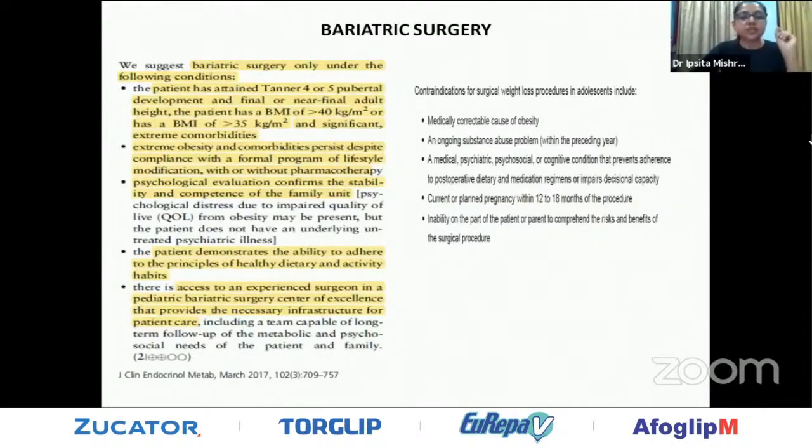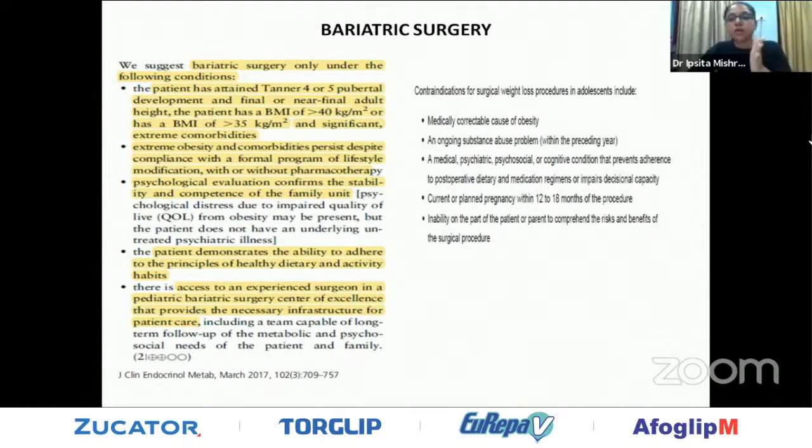Now, we use this in the extreme categories of obesity, where the BMI is more than 40 kg per meter square, or the BMI is more than 35 kg per meter square with extreme comorbidities. The child must have attained at least stage 4 or 5 pubertal development with almost a near normal adult height, and we have failed with intensive lifestyle modification with or without pharmacotherapy. Psychological evaluation of these children must be competent, and they must have the ability to adhere to the principles of healthy dietary and activity habits, and this needs to be done in a center of excellence with a good surgeon.